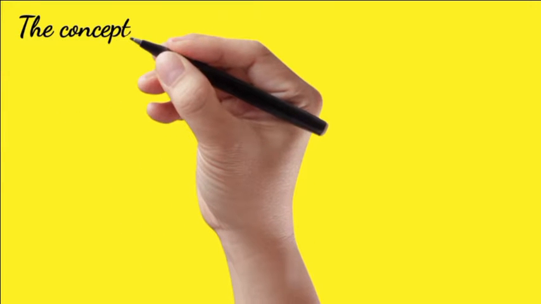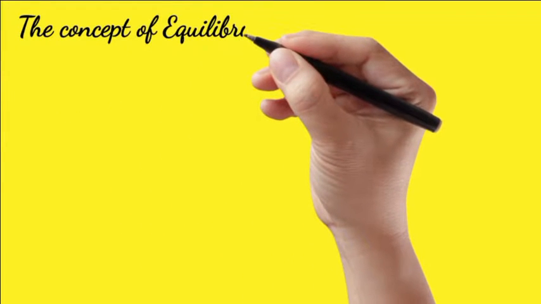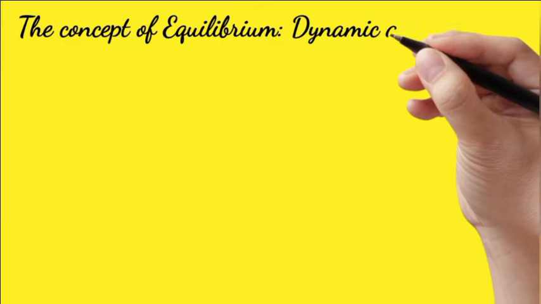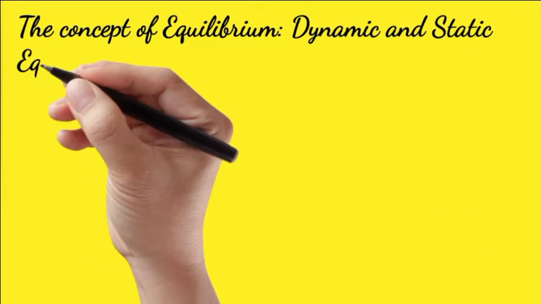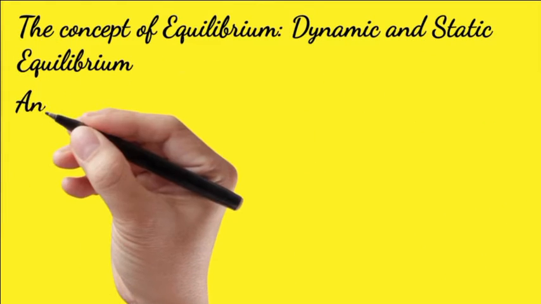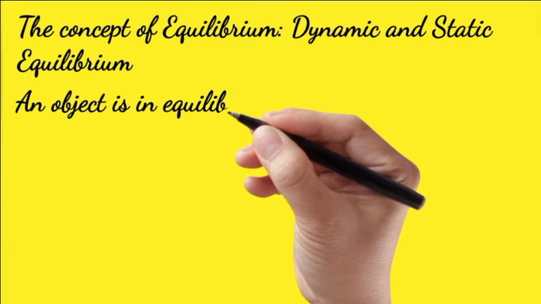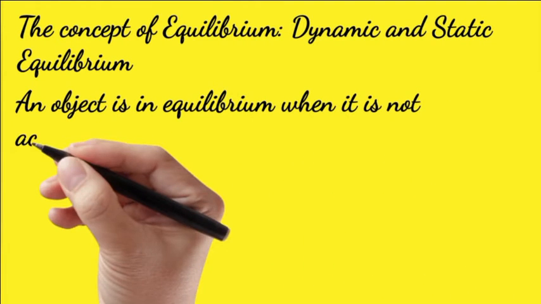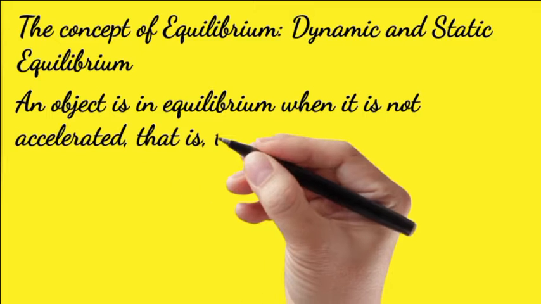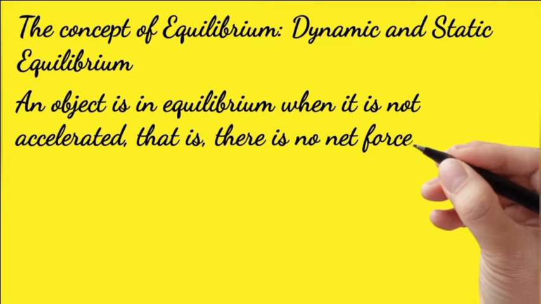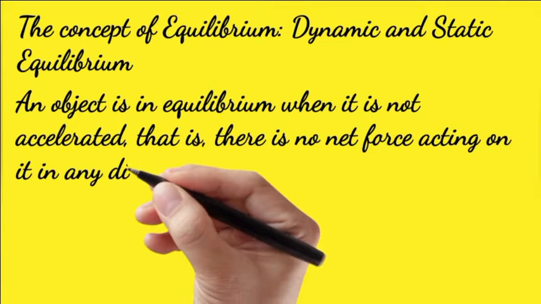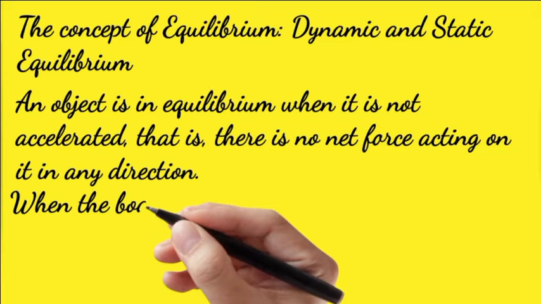Concepts of equilibrium. So let's look at dynamic and static equilibrium. The word dynamic by now should already be a familiar word to you. Dynamic means to be moving or to be in motion, while static means to be at rest. Equilibrium means a state of balance.